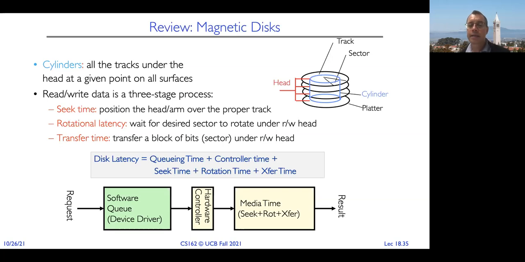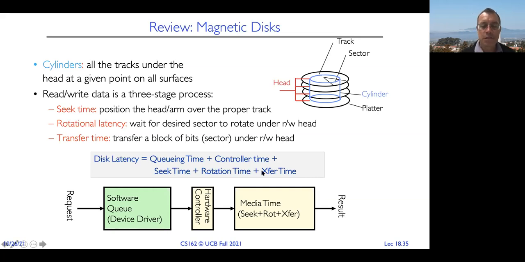So for the magnetic disk, again, you have the heads, cylinders, sectors, and tracks. And now let's see what is the time to read or write data.